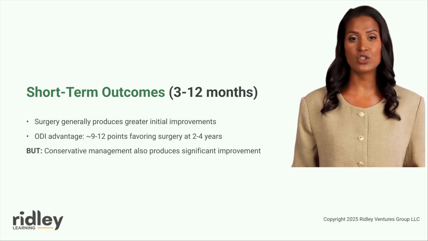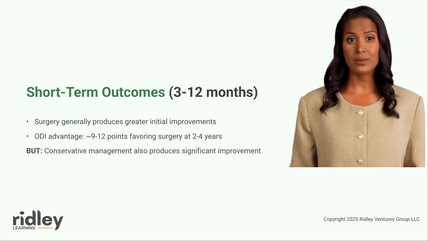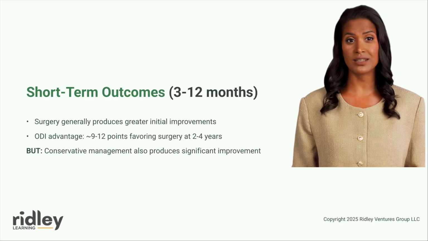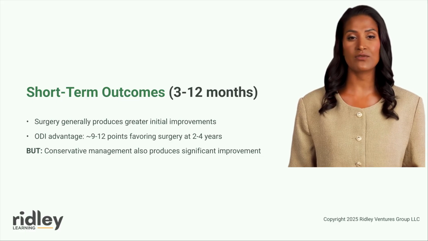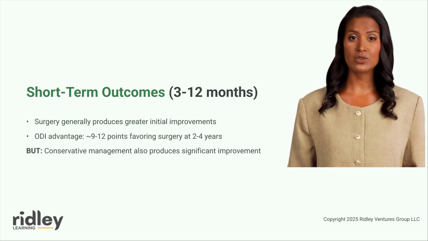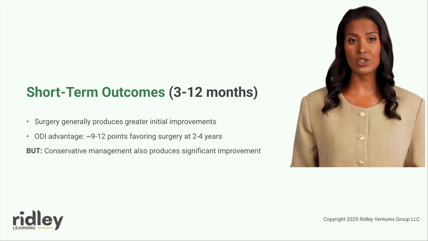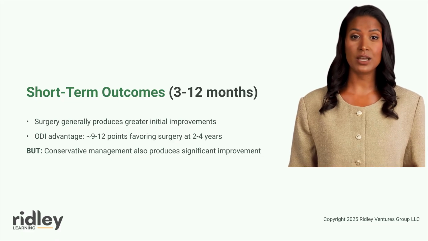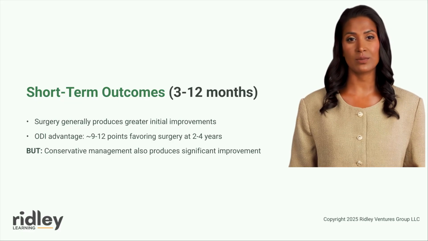The magnitude of surgical advantage varies across studies, but typically ranges from 7 to 13 points on the SF-36 bodily pain scale and 8 to 9 points on physical function measures. Oswestry Disability Index improvements favor surgery by approximately 9 to 12 points at 2 to 4 year follow-up. These differences exceed minimal clinically important difference thresholds and represent meaningful functional gains for surgical patients.